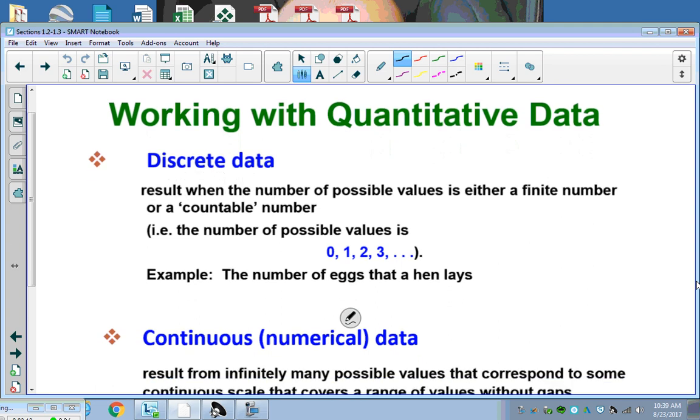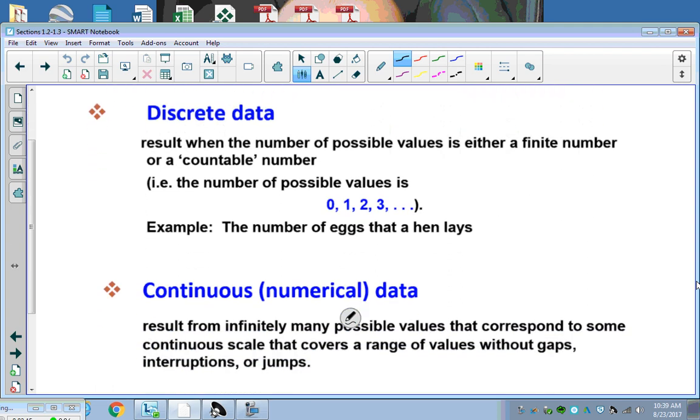Okay, quantitative data, there are 2 types. One is discrete and one is continuous. The example says the number of eggs a hen would lay. Yesterday or Monday, we all rolled dice, and that was discrete because we could literally count how many times we rolled the sum of 3. It couldn't be 2.5, it couldn't be 1.5. It's either 1, 2, 3, or all the way up to 12, right? So we would know that's discrete data.